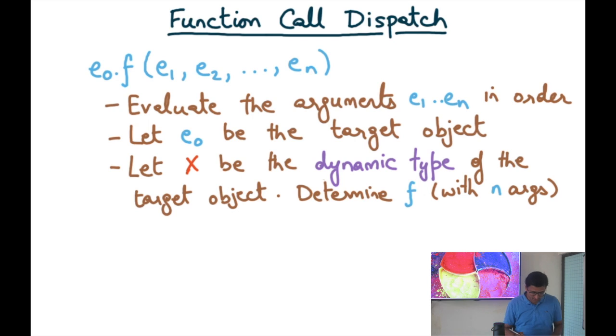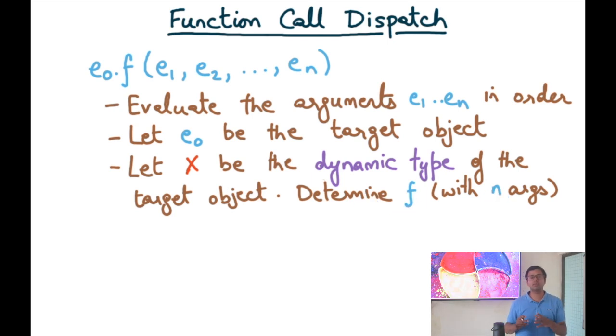And let x be the dynamic type of the target object. Recall that dynamic type is the type at the time of runtime, and it may be different for different executions of the same piece of code because it depends on the runtime values and runtime types. And based on that, determine f, which should have n arguments.